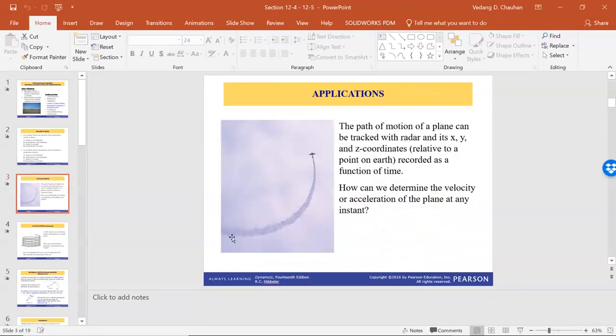In this example, a plane is going in the air in X, Y, Z motion. So it has a 3-dimensional motion. It's moving in the XY plane, plus it's also going up in the Z axis. The motion of the plane can be tracked using radar by defining the XYZ coordinates of the plane recorded as a function of time. How can we determine the velocity and acceleration of the plane at a given instant?